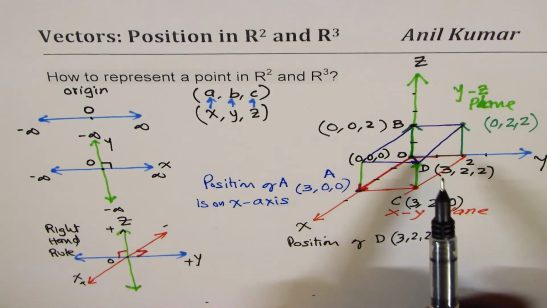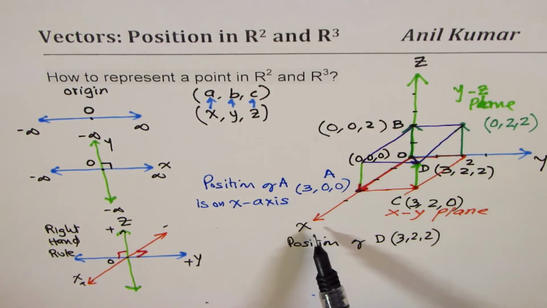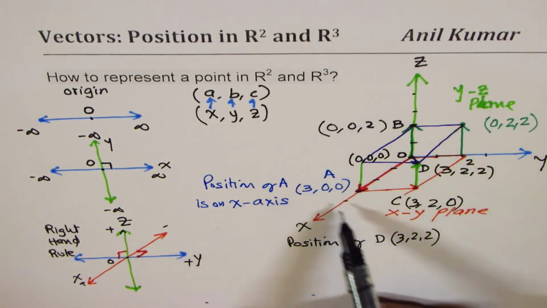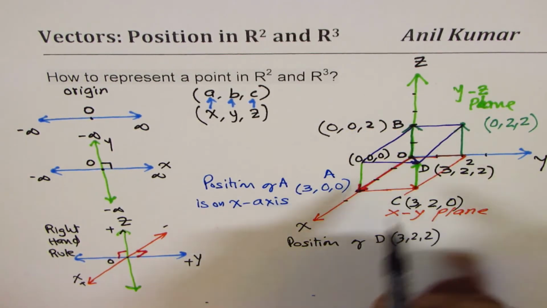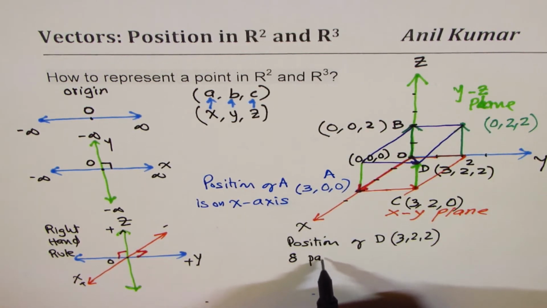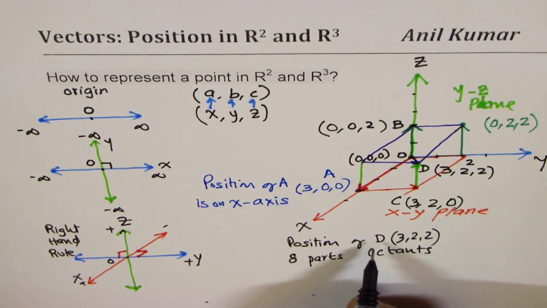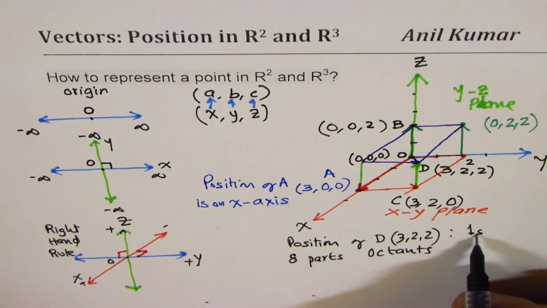What we also appreciate is that this type of coordinate system divides the whole space into 8 parts. These 8 parts are called octants. And if all coordinates are positive, this is called the first octant.